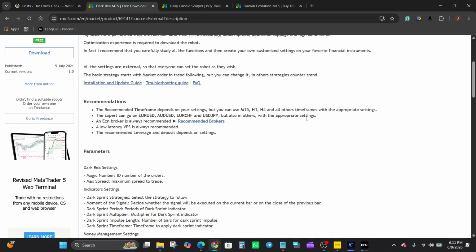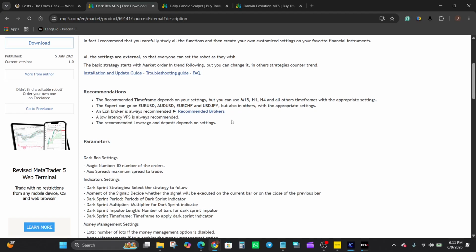I also see a full trading filter system, including time filters, trading sessions, and options to close trades outside selected hours, plus directional controls like allowing buys, sells, or both simultaneously, and even limiting the number of trades per candle. Moving down, the developer recommends using an ECN broker, low latency VPS, and proper optimization before going live. So it is clear this EA is not designed to be plug and play. You're expected to test and fine tune it.